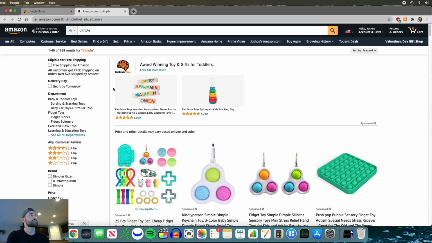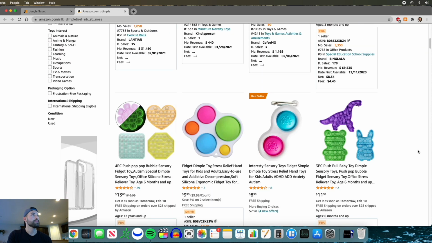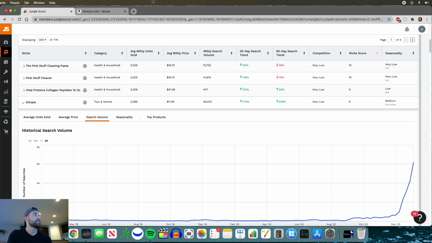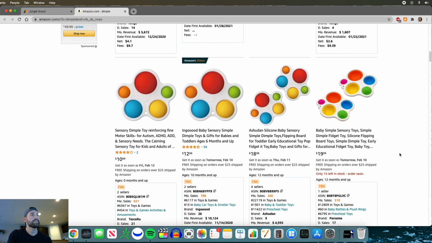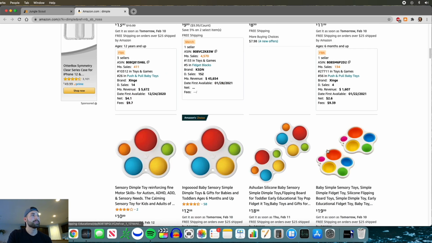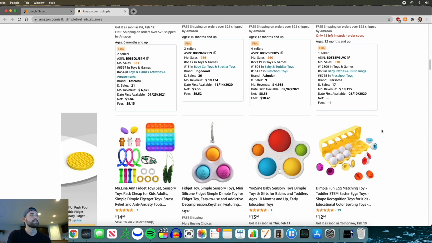So if you are searching for Amazon UK, this will be the Amazon UK, and you can take a look at that marketplace specific data. These look like fidget toys, and I guess they're called Dimple. Yeah, Dimple here. So these are Dimple toys. I'll take a look at what's on the market right now. It looks like there's a lot of similar ones. It looks like this one's the most popular, and a lot of different product listings for that specific product.